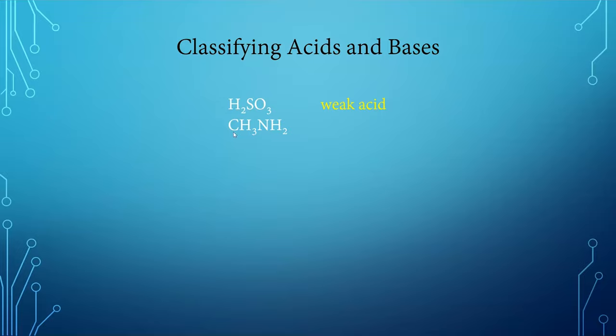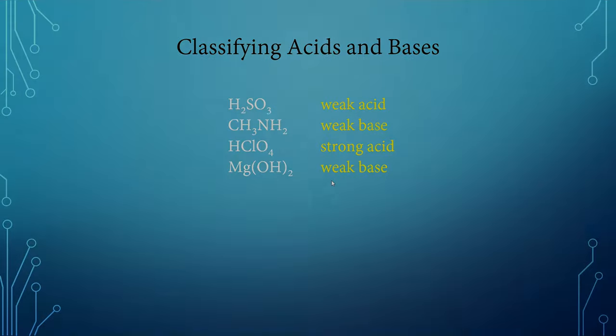CH3NH2. It does not begin with hydrogen, so we know it's a base. It's not a group 1 metal hydroxide. It's got to be a weak base. HClO4 begins with hydrogen. We know it's an acid. And it's on the list. It's one of the 6 that was on the list of strong acids. Magnesium hydroxide, it doesn't begin with H, and obviously containing hydroxides tells us it is indeed a base, but magnesium's not a group 1 metal. It's in group 2, therefore it's a weak base.